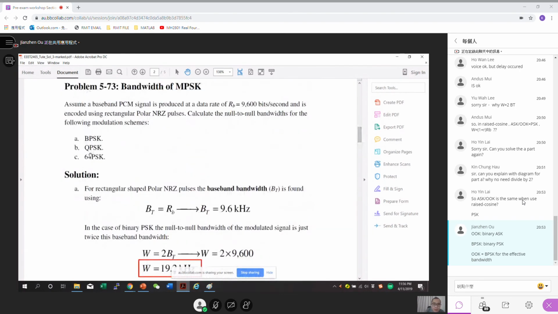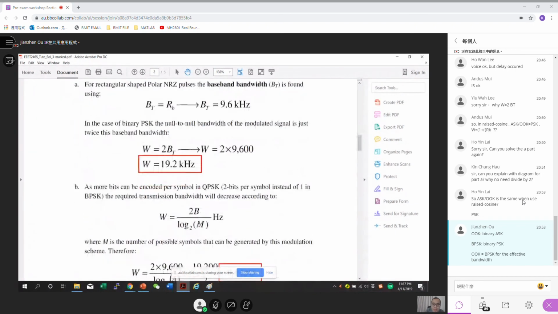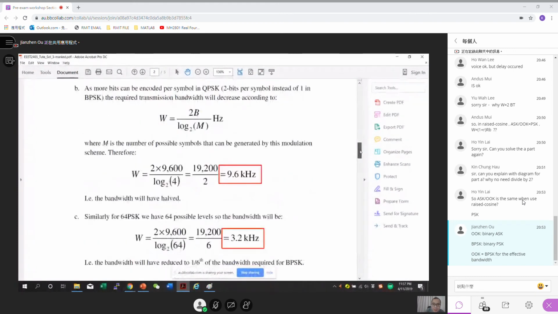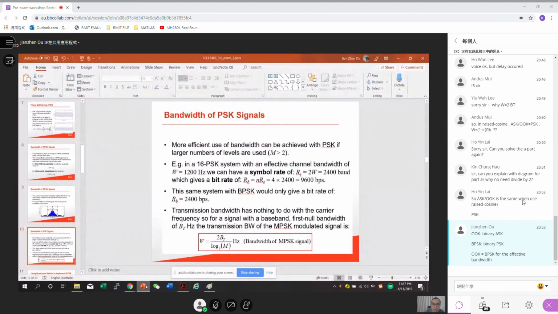Then for 64 PSK, that means the M becomes 64. So log 2 of 64 is what? It's going to be 6. So 19.2 kilohertz divided by 6 becomes 3.2 kilohertz. So basically speaking, we try to test you on the understanding of these formulas.